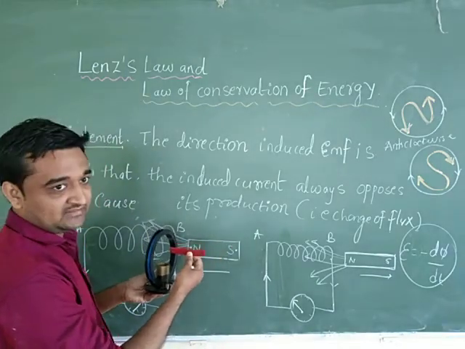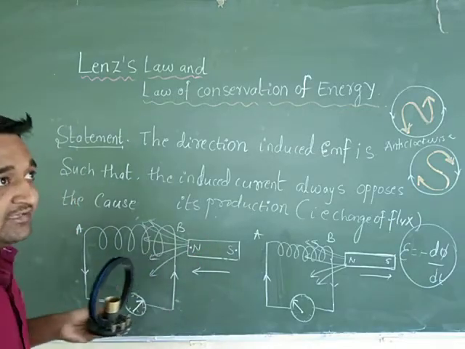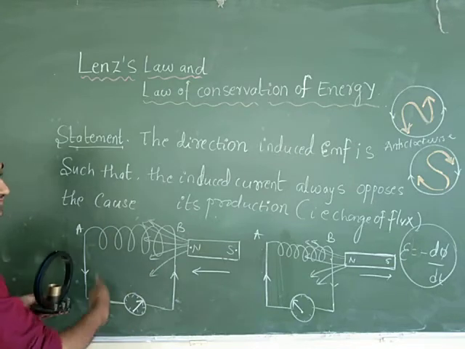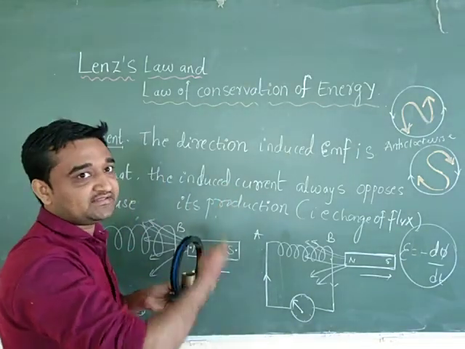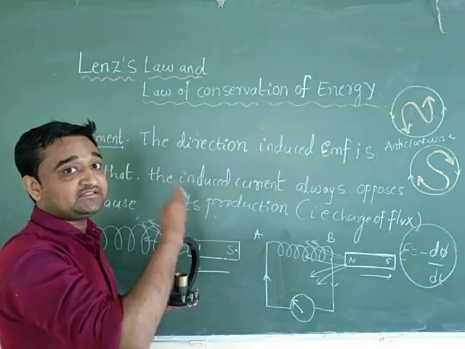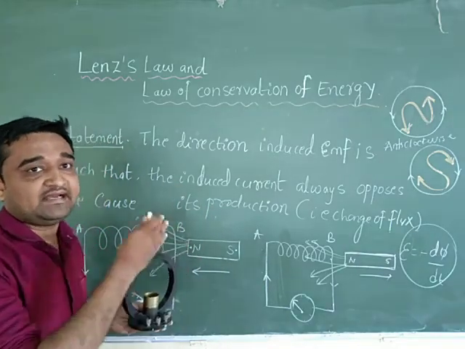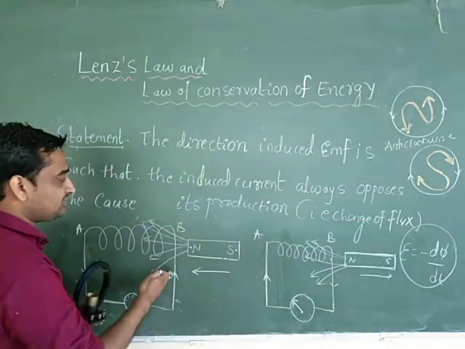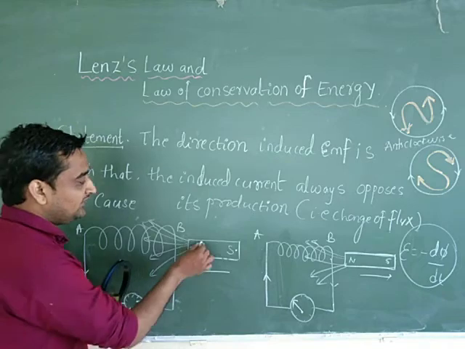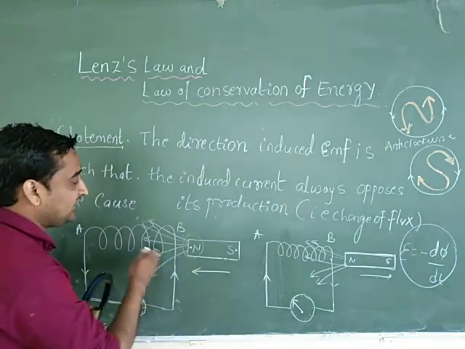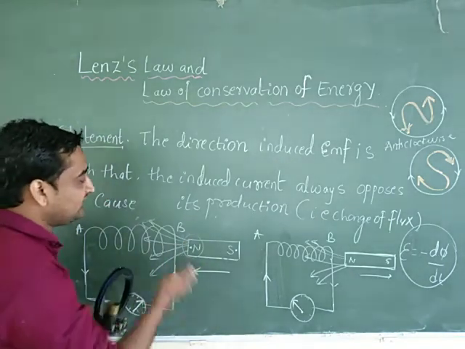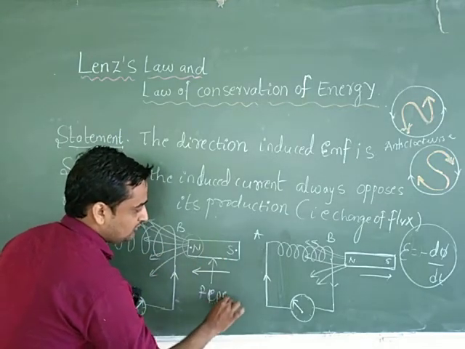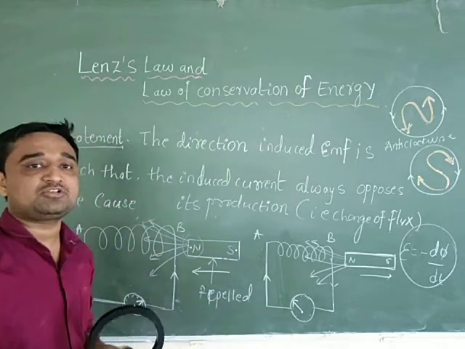When we move it towards the coil, the direction of current is anti-clockwise. With anti-clockwise current, this face acts as an N pole. This face of the coil will act as what? The N pole. So the face of the coil becomes an N pole, and here we have the N pole. So there is a repulsion. This bar magnet is repelled. That means it opposes the cause of its production.